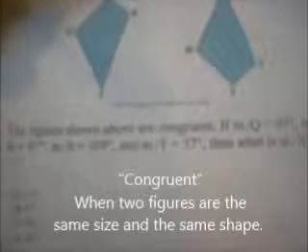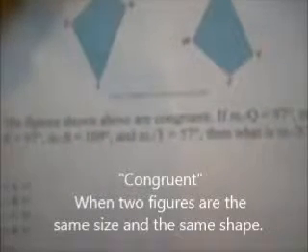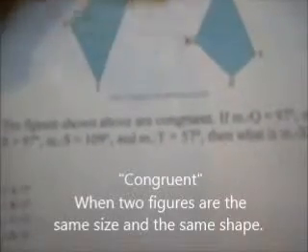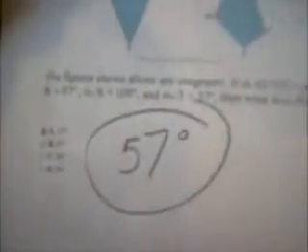All you have to do is know the definition for congruent. Congruence is when two figures are the same size and the same shape. So because the figures are congruent, you can see that x and t correspond. So all you have to do is find the measure of angle t, which is 57 degrees, and it will equal the measure of angle x. The measure of angle t is 57 degrees, therefore the measure of angle x is also 57 degrees. And that's all you need to know.